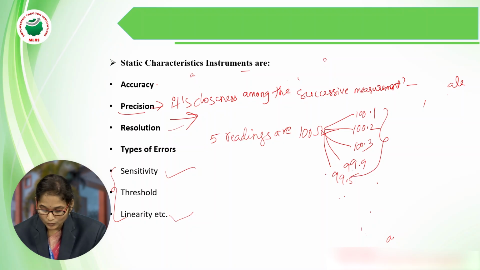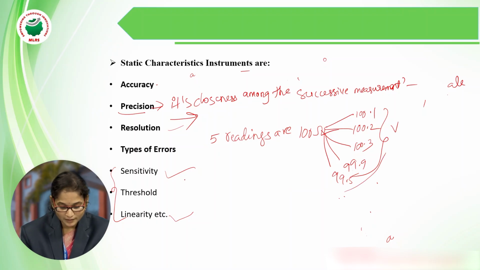These values are very close to the true value. The position is different. The difference between the successive measurements is very small. It is called precision. Precision is nothing but the closeness of successive measurements to each other. It is called as the precision.